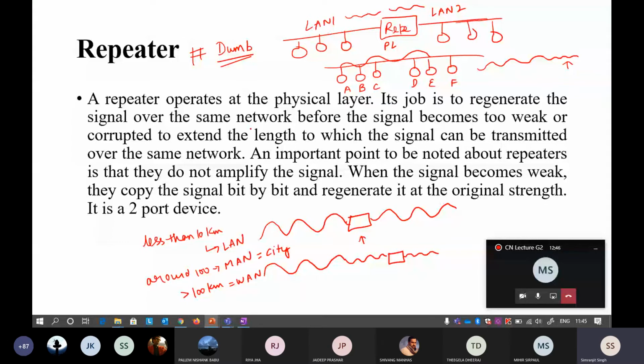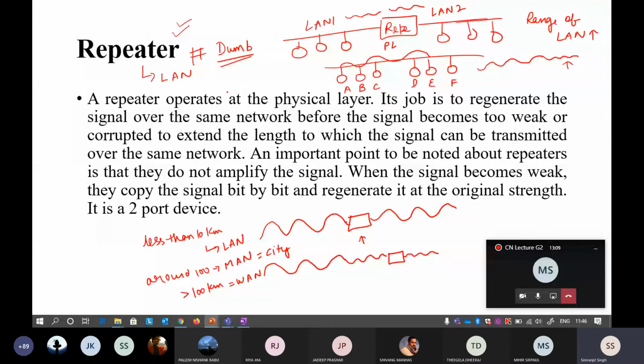Now, here in the repeater, I am only talking about LAN. The advantage of a repeater is you can increase the range of a LAN. The range of a LAN can be increased by using a repeater. That is the main advantage of it.